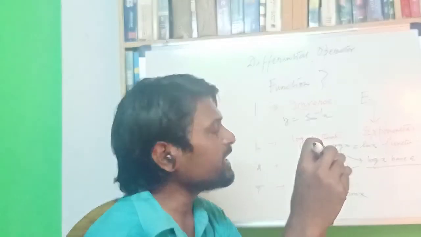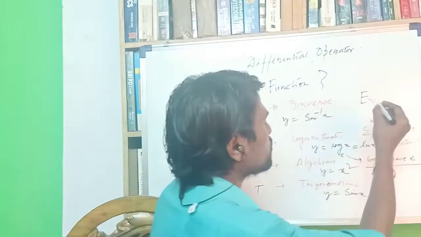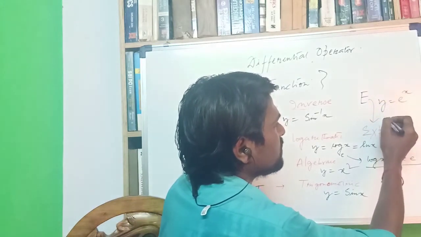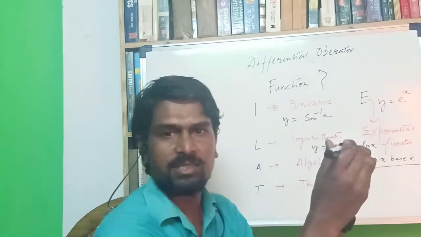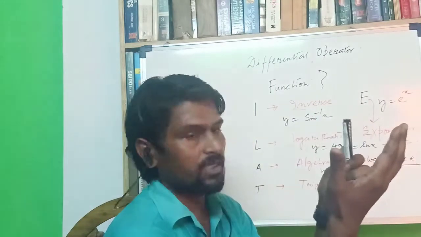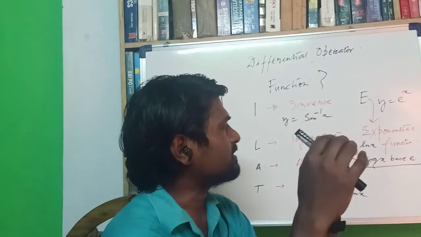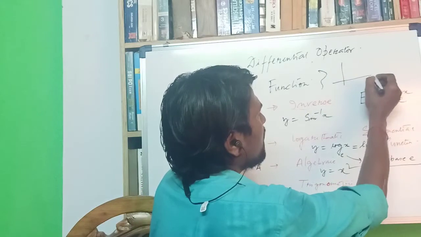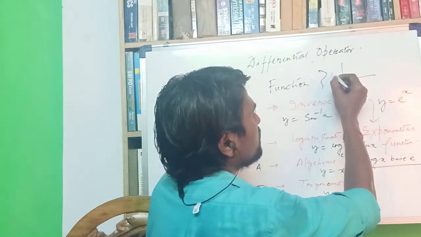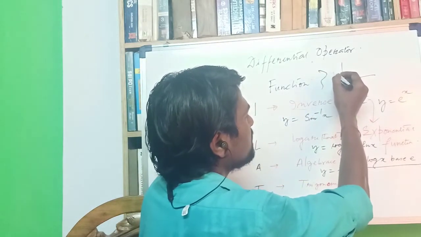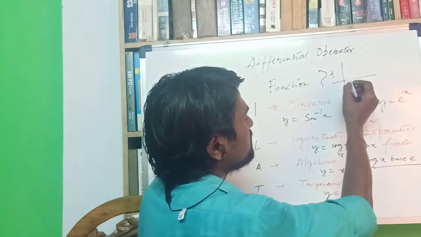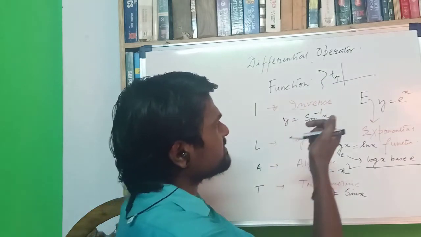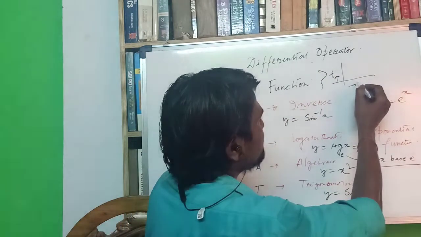So the remaining one is the exponential function. So y equal to e to the power of x, or y equal to e to the power of minus x. So e to the power of x is the exponential function, and this is also a function. Suppose two students are there, and along the y-axis we take the result, and along the x-axis we take time.